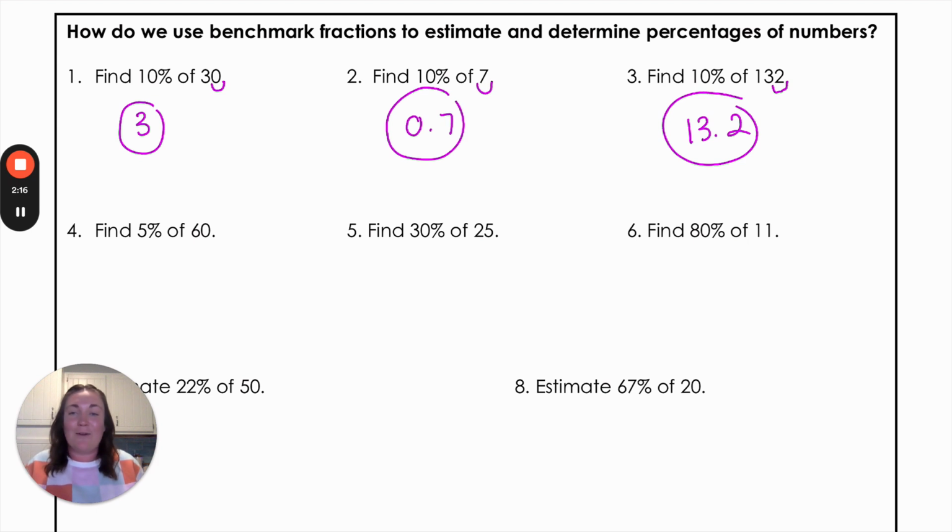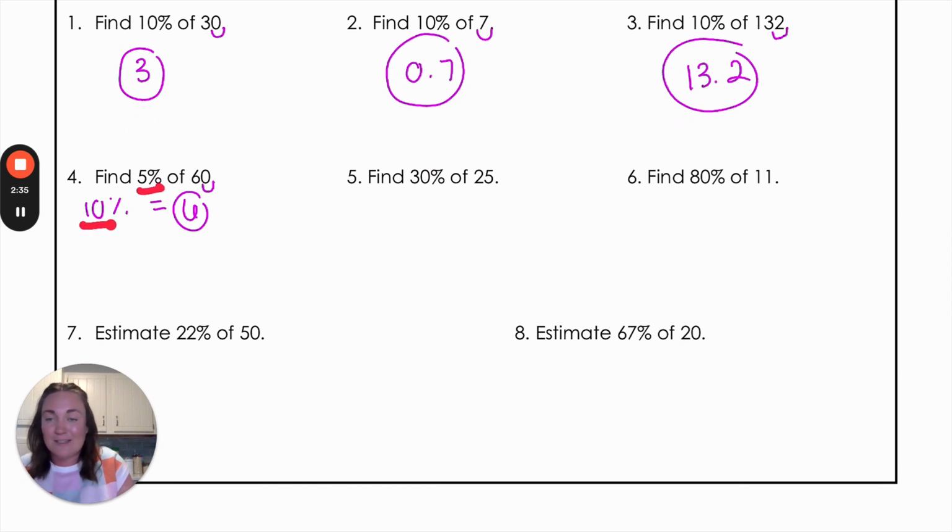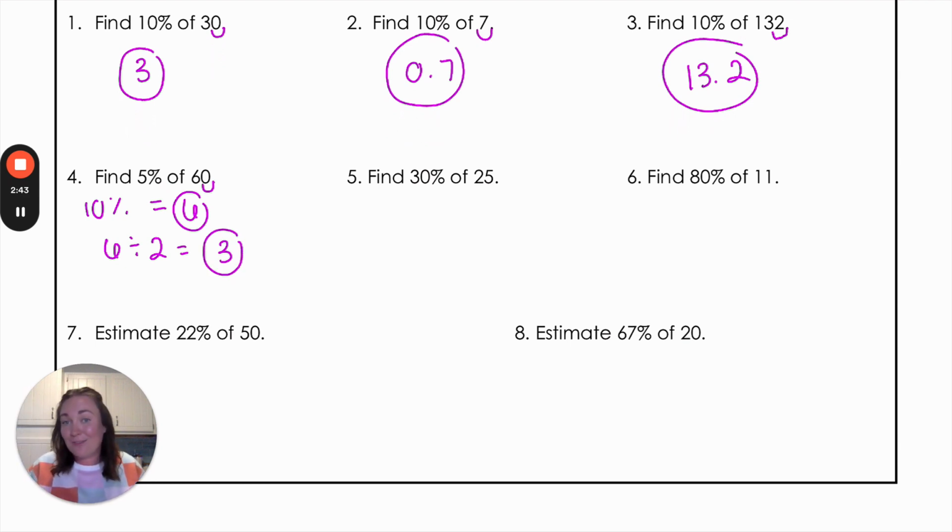All right, now we're going to practice using that 10% to our advantage. So number 4, if we want to find 5% of 60, I'm always going to start with the 10% first. So 10%, moving it backwards 1 is 6. Now 5% is half of 10%. So I'm going to take that 6 and divide it by 2. So 6 divided by 2 gives me 3. So 5% of 60 would be 3.